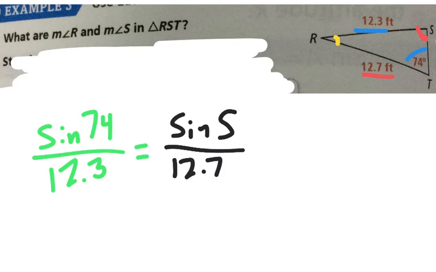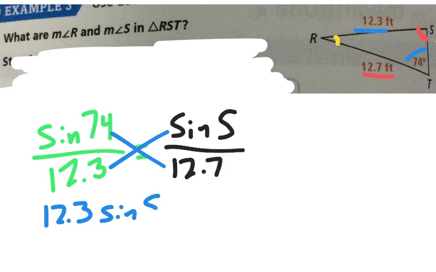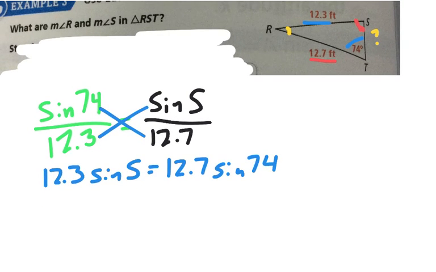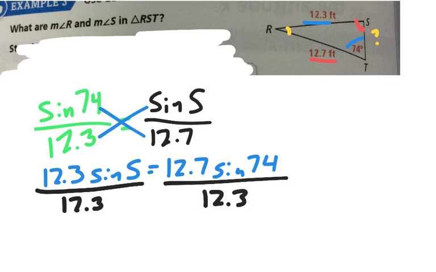Now, just like we did before, we're going to be looking to find S. Again, the difference is S is an angle this time. It's not a side length. But when I have a fraction equal to a fraction, I'm going to cross multiply and set those equal. So I have 12.3 times sine of S must equal 12.7 times sine of 74. I try to get S by itself. The first thing, S is being multiplied by 12.3, so I'm going to divide both sides by 12.3.